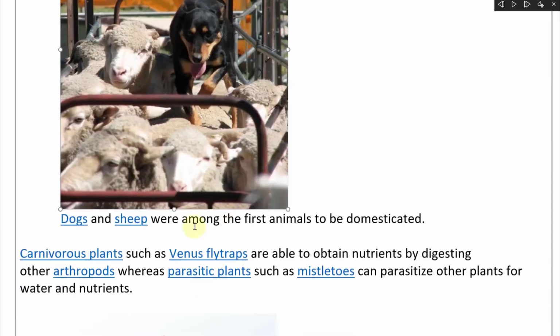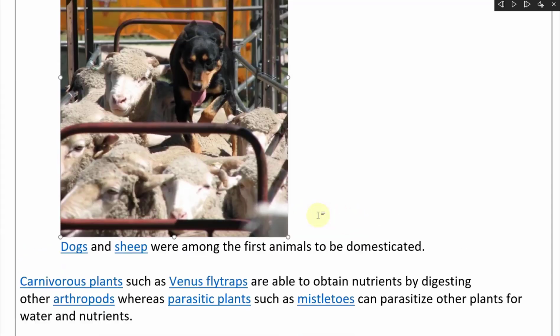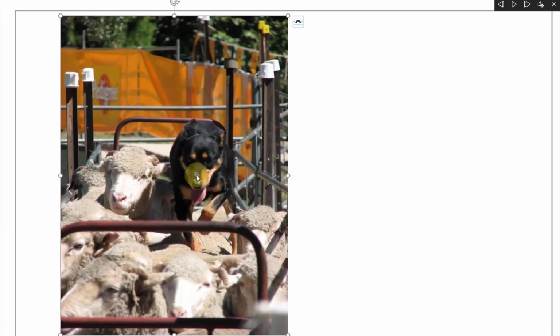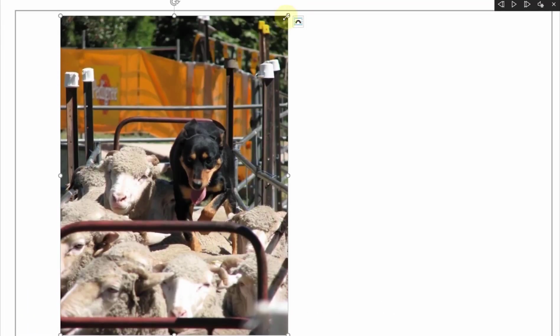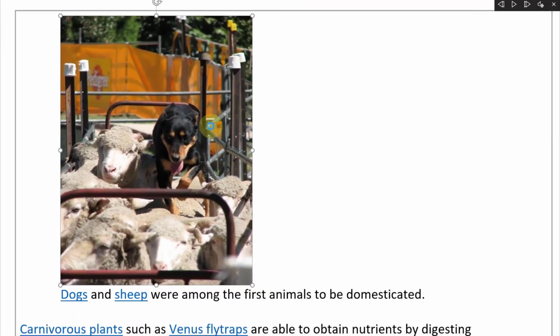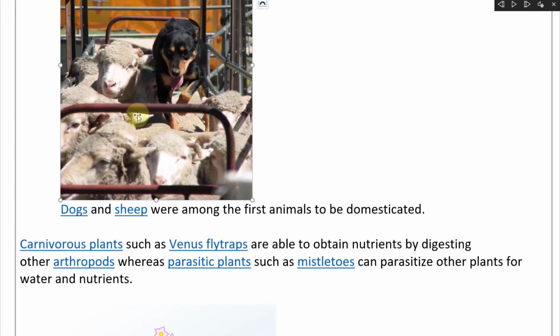All right, continue further. So dogs and sheep were among the first animals to be domesticated, and once you domesticate them both, you could even use the dogs to herd the sheep. It's very, very interesting setup there. Let's make it a bit smaller. And yeah, you can see the sheep, they always grow their wool, and that's used a lot.